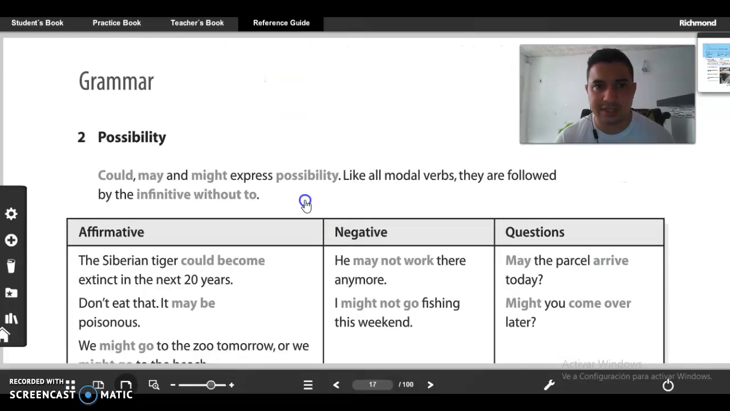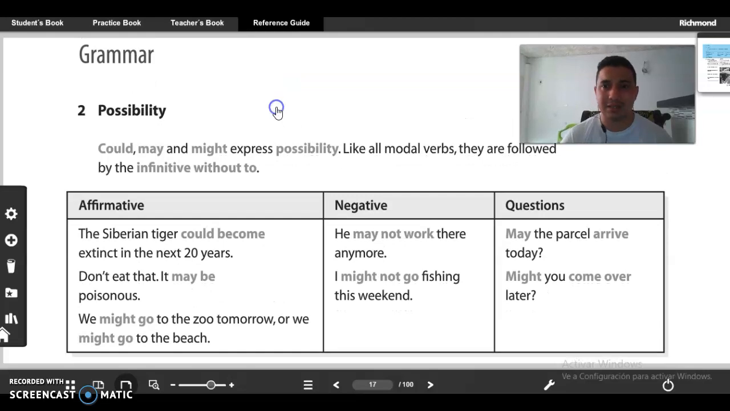Now the review is about possibilities. If I want to talk about possibilities, I need to take into account what we have learned about modal verbs. In this case, we are going to use could, may, and might to express possibility. Like all modal verbs, don't forget that they are followed by the infinitive without to. The particle to is not necessary before the verb.